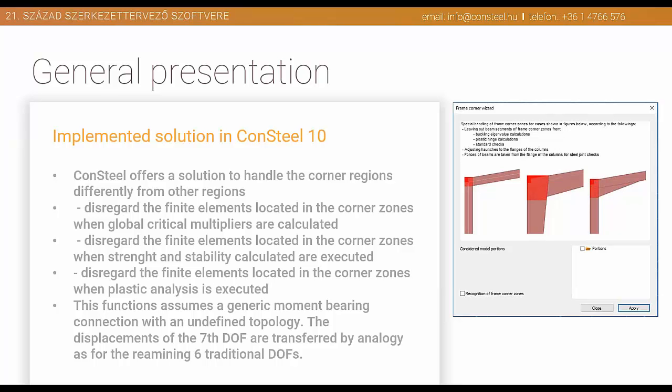This type of connection was a sort of generic moment-bearing connection of undefined topology. It was just a connection which means a moment-bearing transition of internal forces, bending moments, from one element to another. When such a connection was switched on, the finite elements within this zone were disregarded for the internal force calculation and displacement, were also excluded from the critical multiplier calculation, as a consequence also from the stability calculations, and also in the plastic analysis. These parts of the connection were not considered.